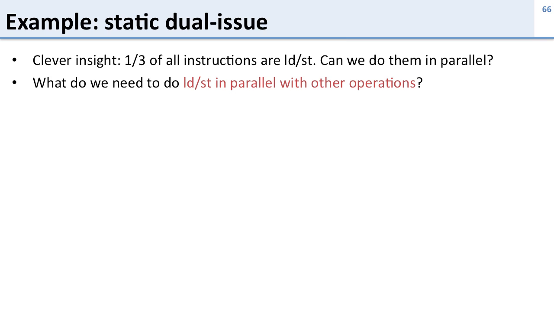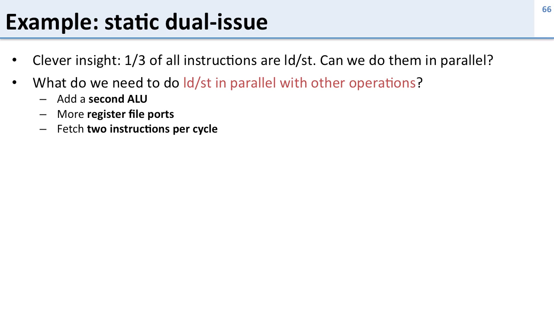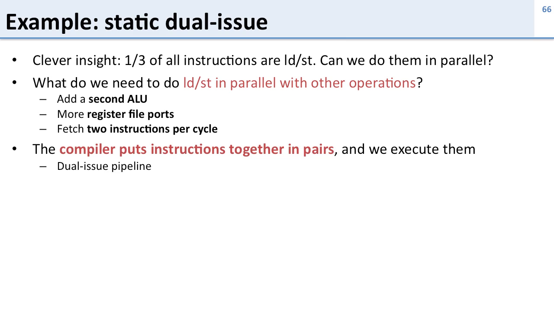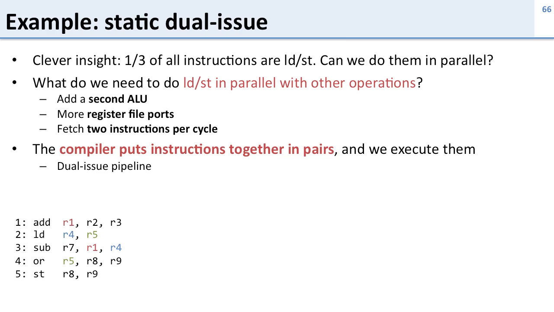So what do we need to do this? Well, we want to run load and store in parallel with the other operations. So we need a second ALU so that we can calculate the load store address. We need more register file ports so we can load out the stuff we need for the load and store address and the data. We need to be able to fetch 2 instructions per cycle. Not just 1, but 2, because now we're going to do a load and store and another instruction. And we need some way to put these instructions together. So here we're going to assume the compiler puts instructions in pairs and we execute them. So this is a dual issue pipeline. So here's the code that we had before, and what's the compiler going to do?